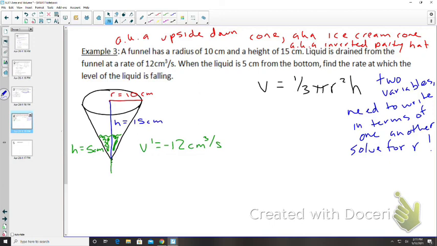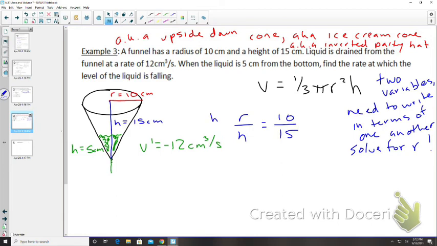Okay, so my radius to height ratio. What is my radius to height ratio? What are the dimensions of my ice cream cone? 10 over 15, good. And we're going to solve for R.